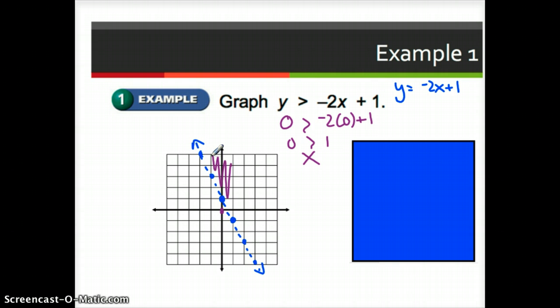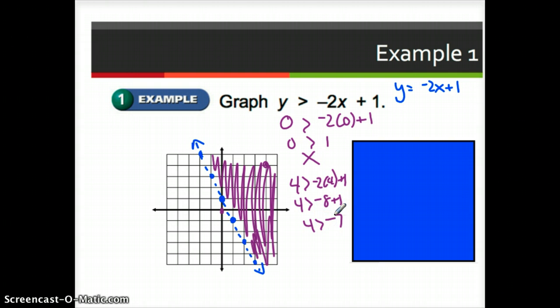I can just make a gamble that I did my math right and shade that in, or I could actually test a point like, here's 4, 4 should work. Let's try: is 4 greater than -2 times 4 plus 1? 4 is greater than -8 plus 1. Yeah, 4 is greater than -7, so this looks good. I think I shaded the correct side. Okay, all right, let's look at another one.